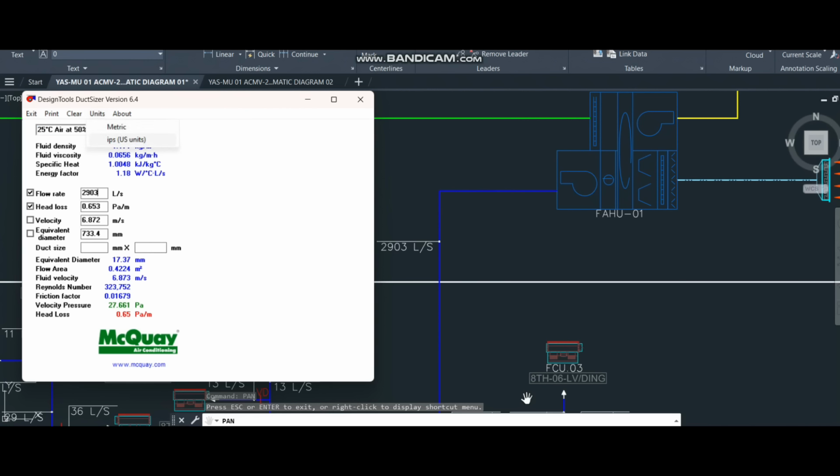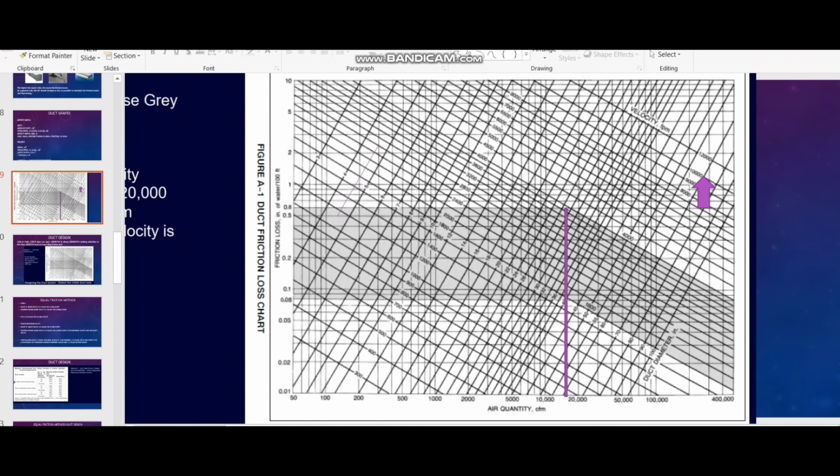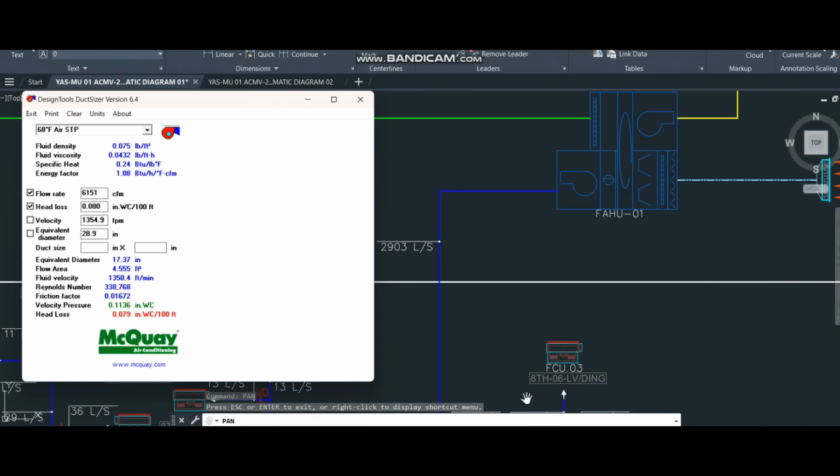Let me convert this one to CFM, 6151 CFM. And the head loss, as I told you in the shaded area like you see here, we can make from 0.08 to 0.6 inch per 100 feet. So that is what I am going to follow here. I am going to follow the minimum value, 0.08 inch per 100 feet, and the velocity will automatically come, and the equivalent diameter for the circular duct is given here.